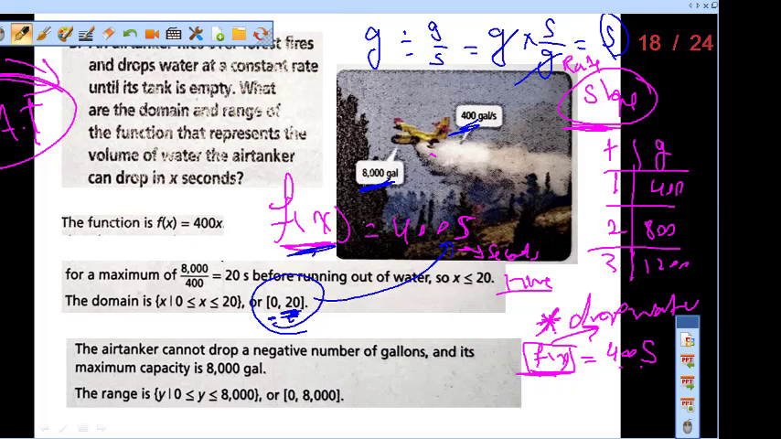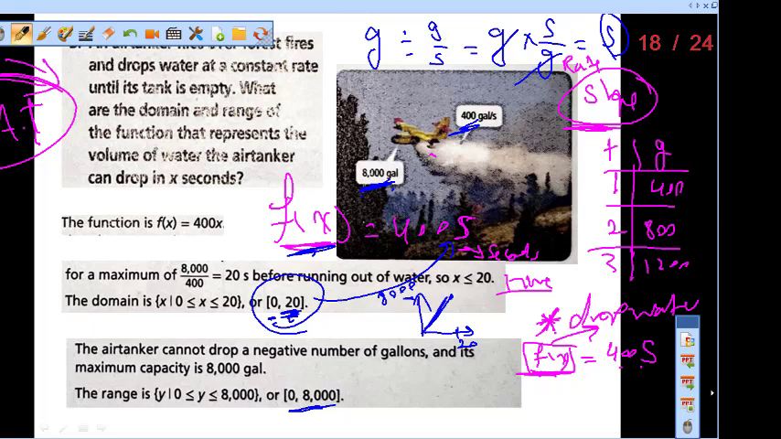And my Y, which is the dropped water. It's easy. The dropped water from 0 to 8,000, which is the range. It means here, guys, we did the equation. We get the domain and we get the range. And we can graph this function. This function increases, but in a limited time. It means my time here must be 20, and I stopped at 8,000. It means it looks like this one, guys.